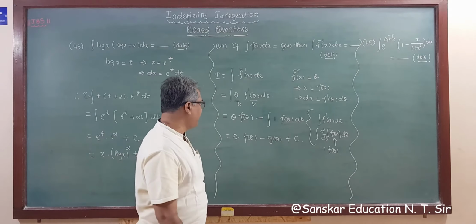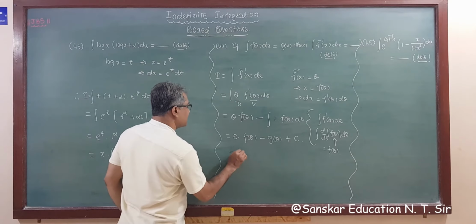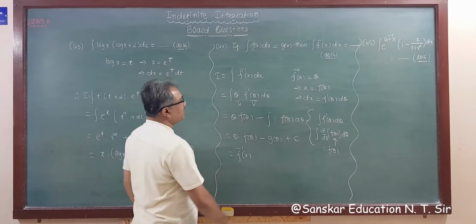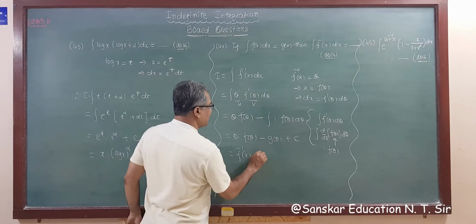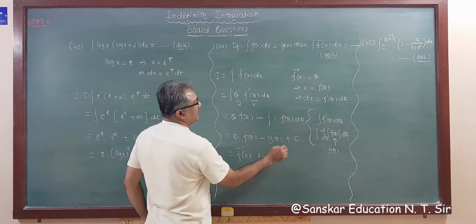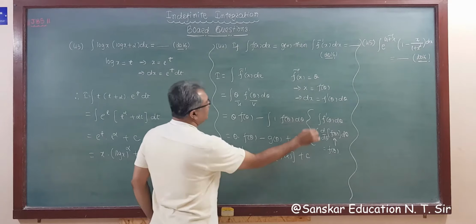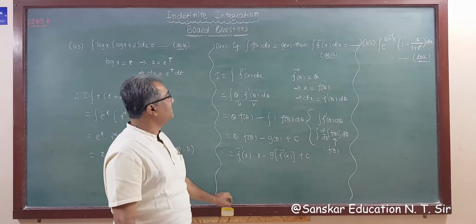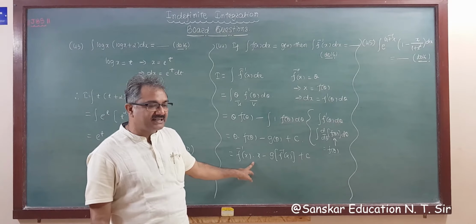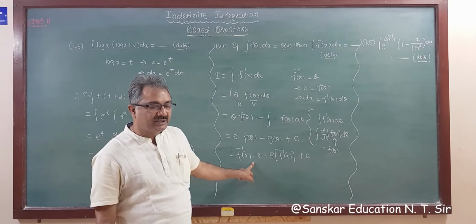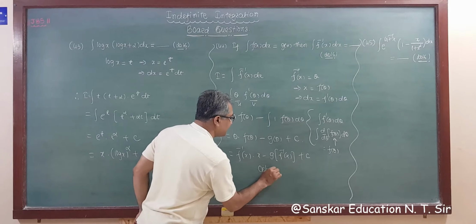So this is the answer. Now theta, what is theta? Theta is f inverse x. So this is f inverse x into f theta. f theta is x. So this is x f inverse x minus g of theta, and theta is f inverse x, plus c. So the proper answer for question number 44 will be x into f inverse x minus g of f inverse x plus c. So it's option D, right? So option D is your correct answer.